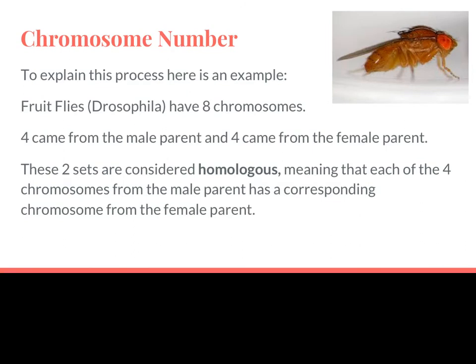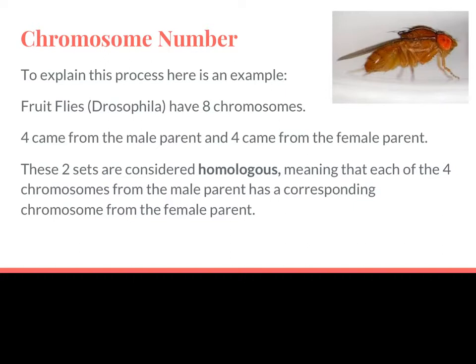So first thing I want to talk about is something called chromosome number. We've discussed it a little bit in my class, I know, but to kind of help explain this process, we're going to talk about fruit flies, aka Drosophila. As you can see in the top right corner, that's a fruit fly. They have 8 chromosomes, which means 4 came from mama and 4 came from dada. And these two sets are considered homologous, meaning that each of the 4 chromosomes from the male parent has a corresponding chromosome from the female parent.